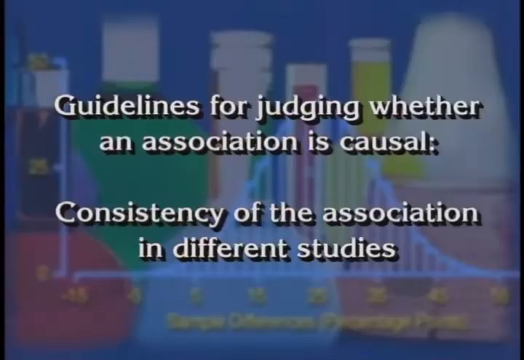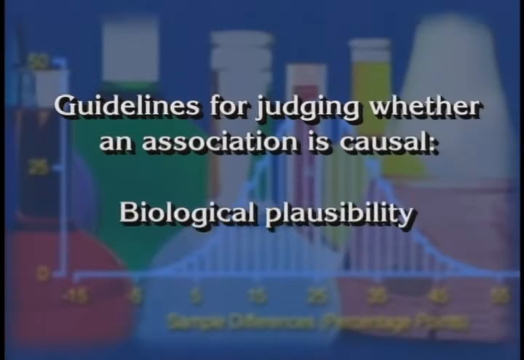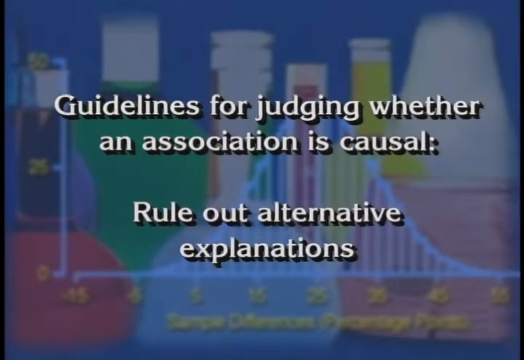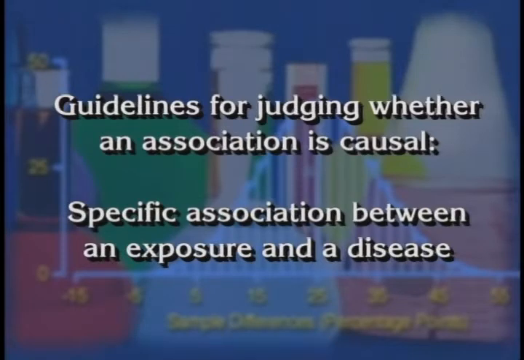The association should also be consistent in different studies. And if we remove the exposure, we would expect that the risk of disease would go down. The relationship that we're suggesting of causation between exposure and disease should be biologically plausible, and we should rule out alternative explanations. And it has also been suggested that the association be specific for a certain exposure and a disease.